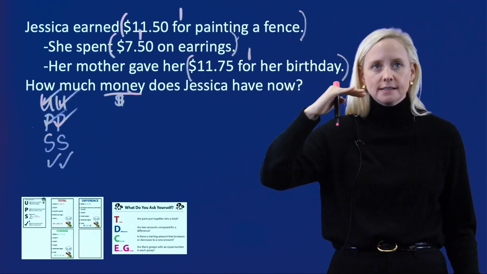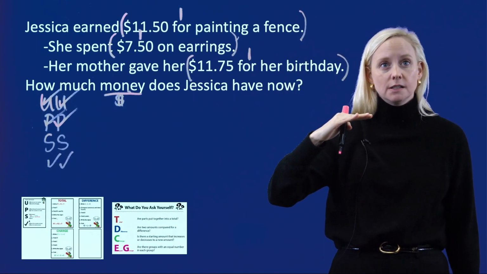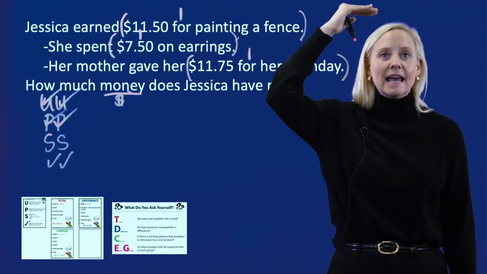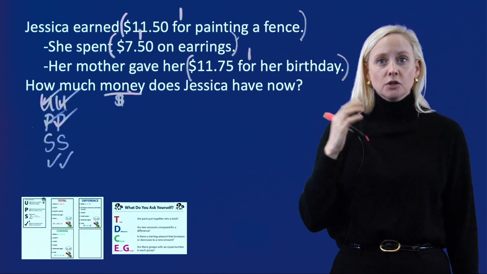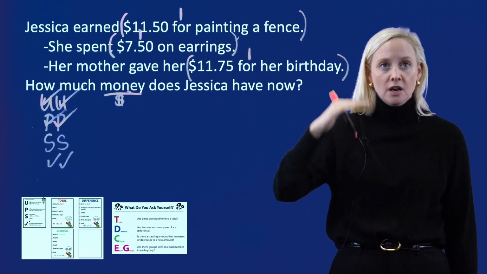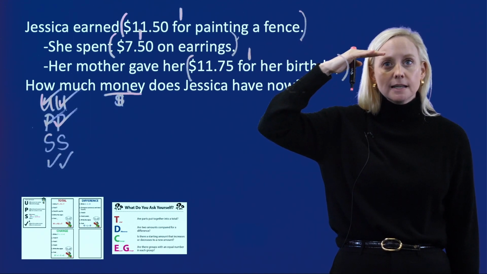Well, she spent the money. So if she spends money, her amount is going to be decreasing. But then something else happened. Her mother gave her money for her birthday. So this is a change problem, but we have multiple changes. So Jessica had some money that she earned for painting a fence, but then something happened.